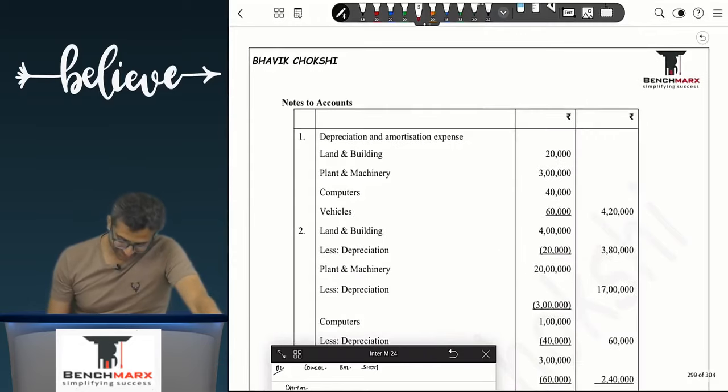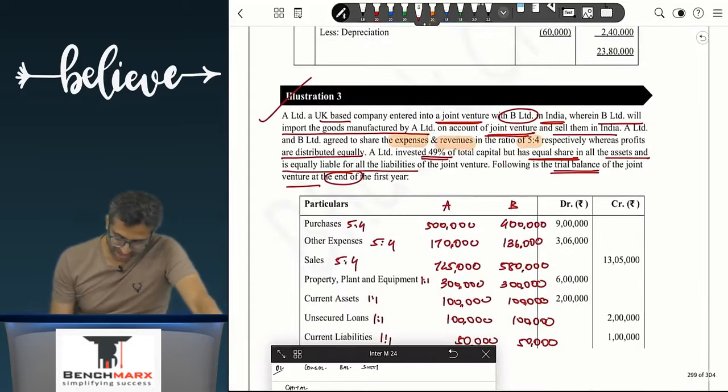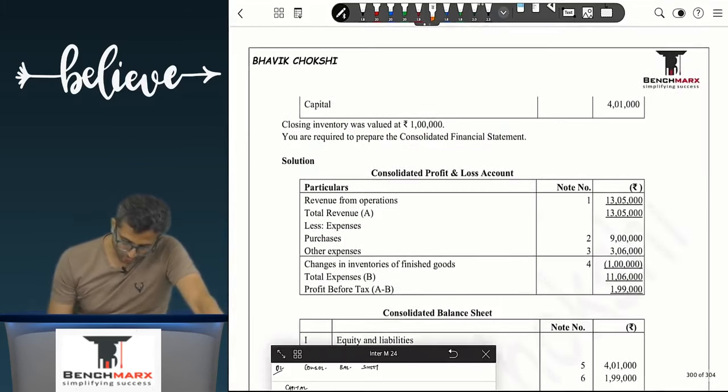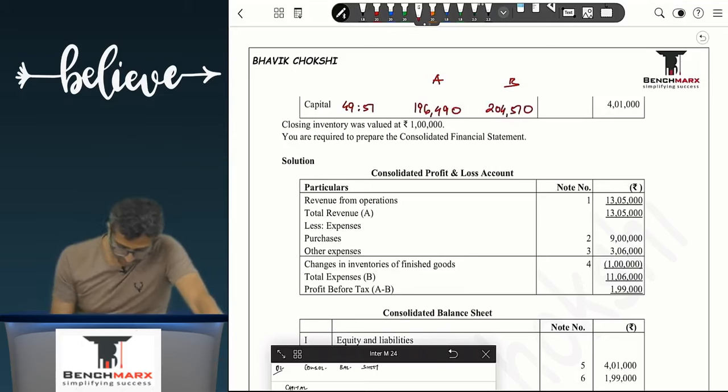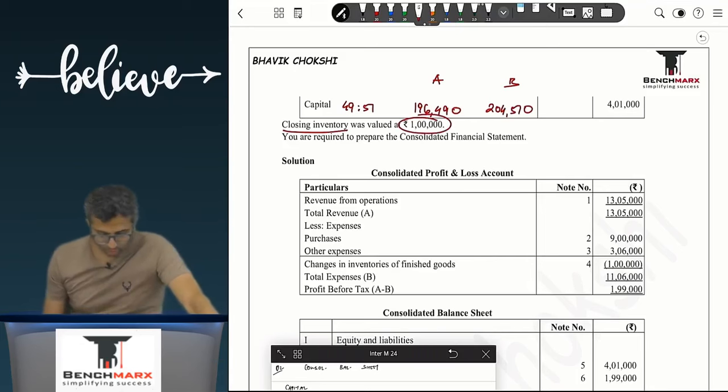No. The question tells you, so this is as per mutually agreed. So A invested 49% in capital. So over here, this will be 49:51. So this is A and B, 49%, 490 and B is 510. Closing inventory was valued at 1 lakh.